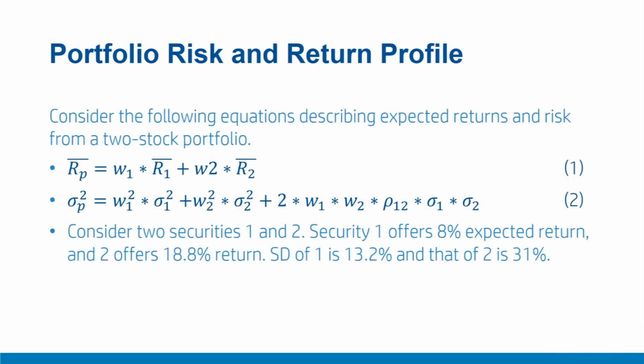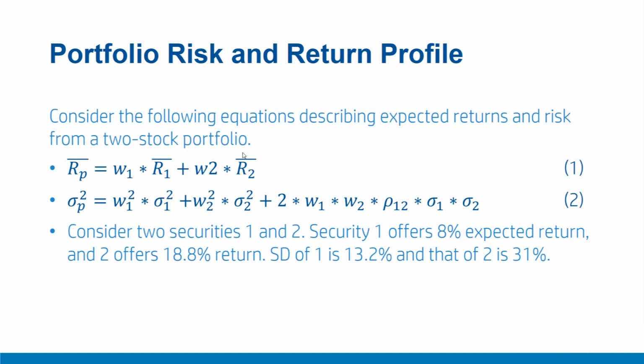Now let us combine two securities to construct a portfolio. Consider two securities A and B. Security A offers 8% expected return and B offers 18.8% return. Standard deviation of A is 13.2% and that of B is 31%.